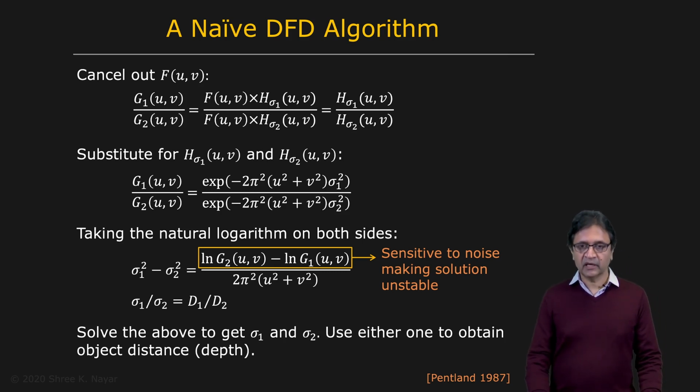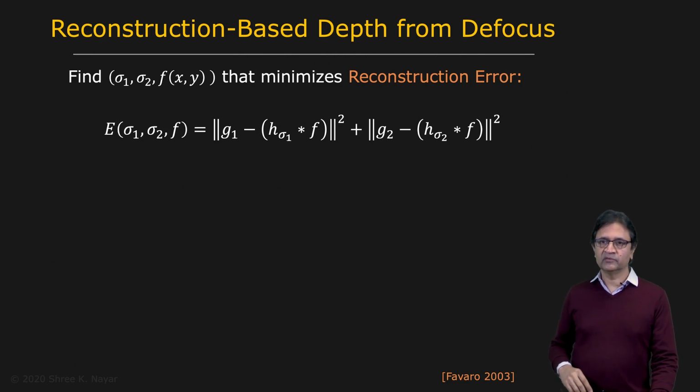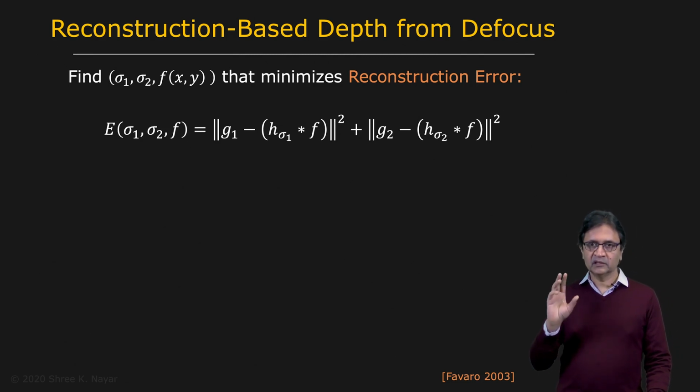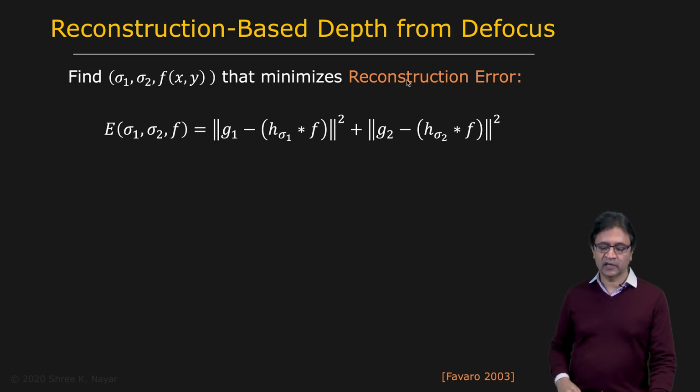So let's take a look at an even more direct approach to solving the problem. And this is called reconstruction-based depth from defocus. So once again, here are the three things we are looking for: sigma 1, sigma 2, and the focused image f. We want to find these so as to minimize what we'll call the reconstruction error. What is a reconstruction error?